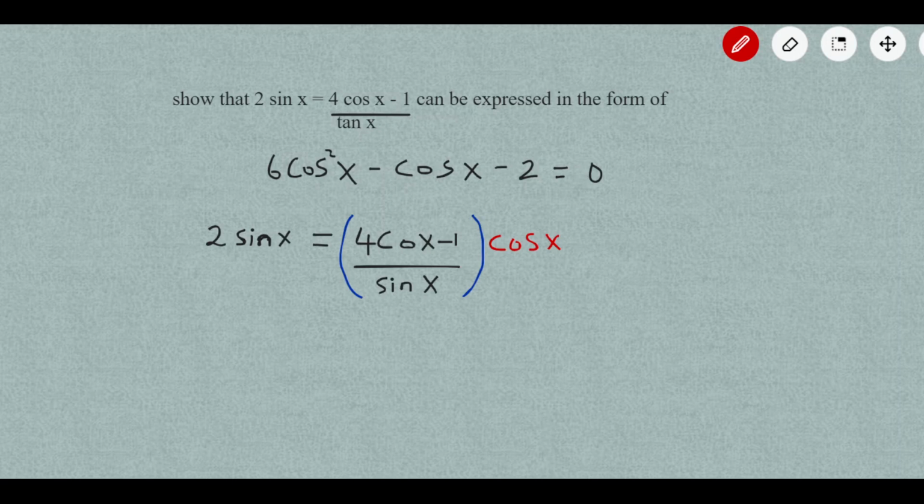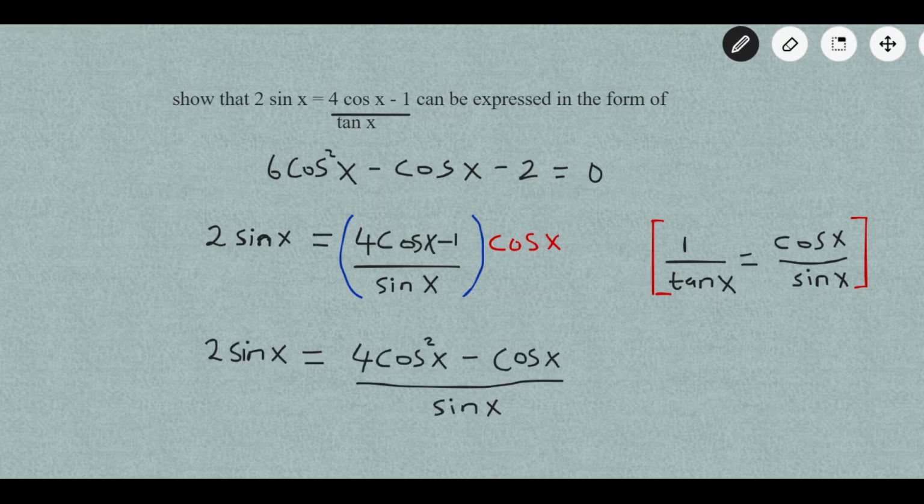So now I rewrite the tan x as sine x over cos x, but we know that what we have there is 1 over tan x, which equals cot x. So cot x is the same thing as cos x over sine x. The next thing I'm going to do is multiply the right hand side.